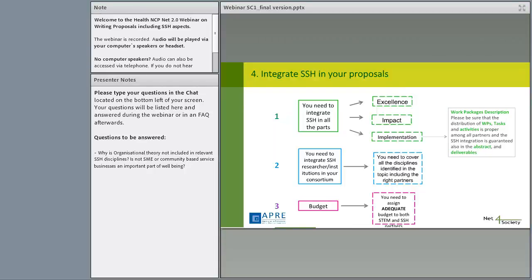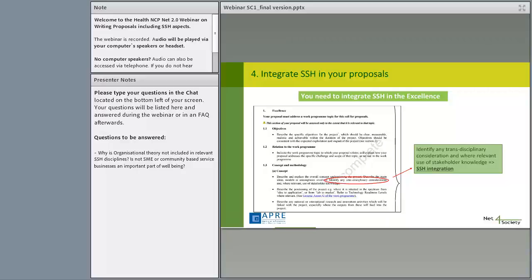The third step is the budget. Don't forget the budget, please. You need to assign an adequate budget to both STEM and SSH partners. So you cannot think that the SSH part is only the communication task, with 10 person-months out of 400 person-months of the whole proposal. It's not a successful choice for you, because if the topic is flagged for SSH, you need to consider the socio-economic sciences and humanities aspects in excellence, impact, implementation, in all the activities, in the partnership, in the consortium, and also in the budget, assigning an adequate budget to all partners.